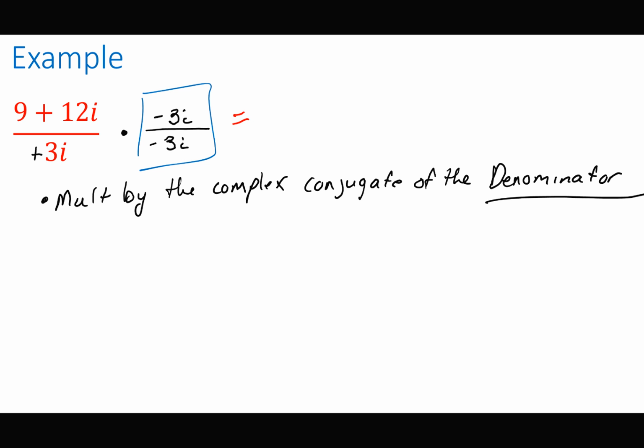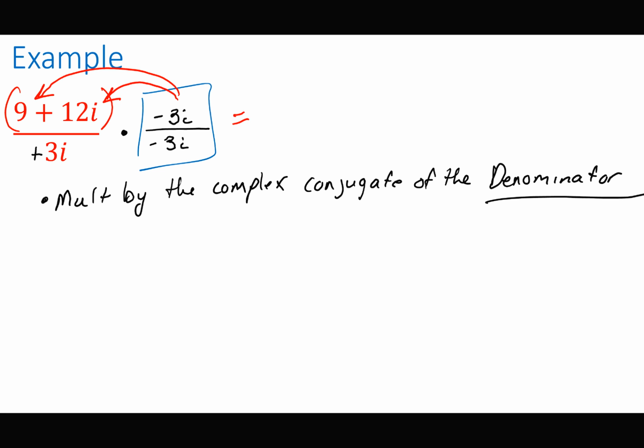9 plus 12i, treat that as one entire complex number. If you need to put parentheses around it to remind yourself, do that. But this is one complex number. So 9 plus 12i times a negative 3i. We're only working across the numerator right now. Okay? With multiplication, we can multiply a real number and an imaginary number together. So this is going to be distributed here and here.